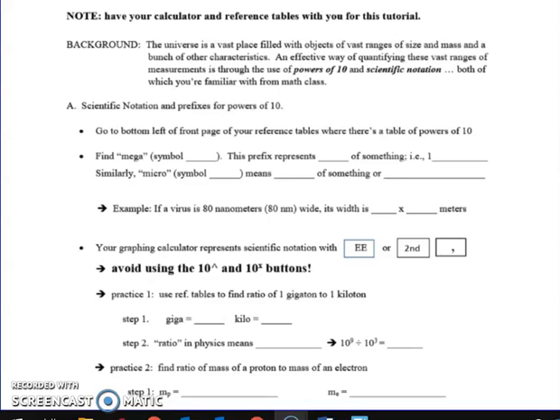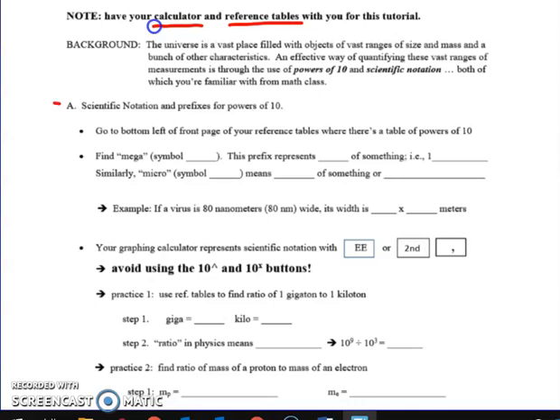That's the background. Before we move forward, make sure you have your calculator available so you can do some of these things, and your reference tables, all right? So you should have uploaded your reference tables, either printed them out or have them available if I haven't given them to you already. So with that in mind, let's get going. We're going to start with just the basics of scientific notation and prefixes, okay?